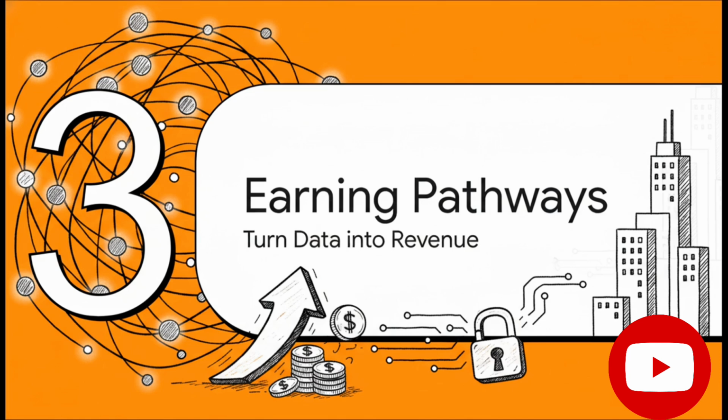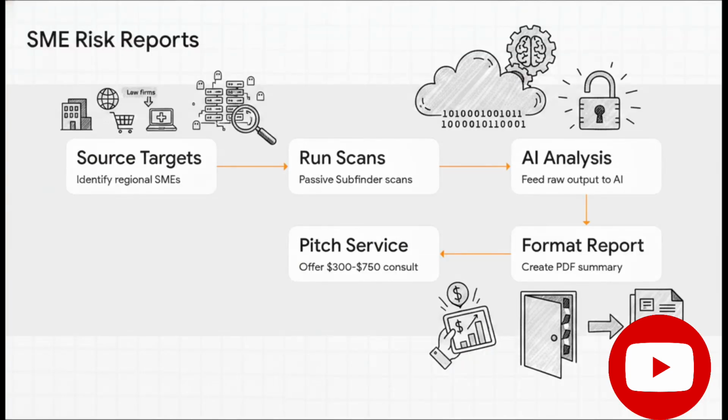Let's get into Section 3, 3 lucrative earning pathways. Method 1 is SME risk reports. We're targeting small and medium enterprises. Imagine a regional medical clinic or a local law firm. They have complex online systems, but literally zero internal cybersecurity teams.